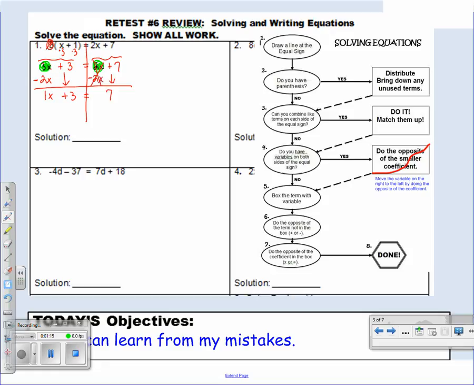Step number 5 says box the term with the variable. Step 6, do the opposite of the term not in the box. That would be subtracting 3 from both sides. We're left with 1x still in the box. And 7 minus 3 is 4. 1 times x is just x, so our solution is x equals 4.